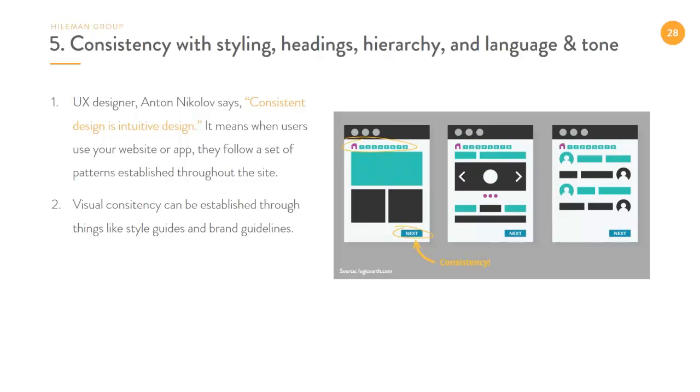But if on one of the forms you switched it up and had the cancel button on the right and the next button on the left, it gives the user an opportunity to mess up and accidentally hit the cancel button. That could aggravate the user and really have them leave the site during an important part of their journey. Visual consistency can be established through things like style guides and brand guidelines that can be created while your new site is being developed.